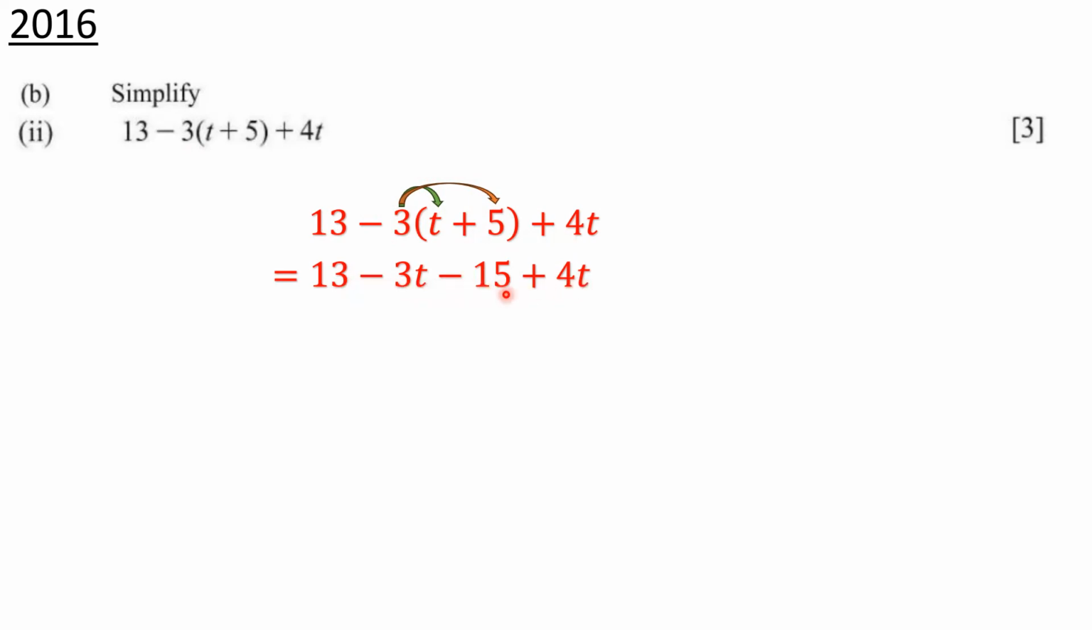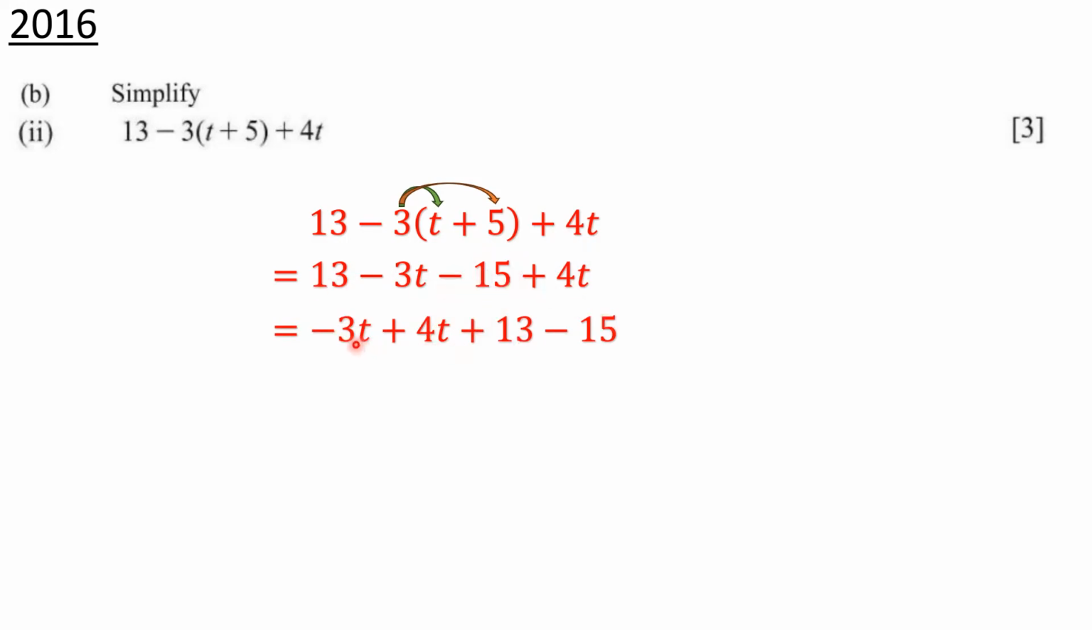And so what are we going to do? Well, we're going to combine the like terms. So we have negative 3t, we have positive 4t, and then the numbers or the constants are going to come together as well. So negative 3t, we keep the sign in front. That's very important. Plus 4t, we keep the sign in front. And then we have positive 13 and negative 15. We keep the sign in front.